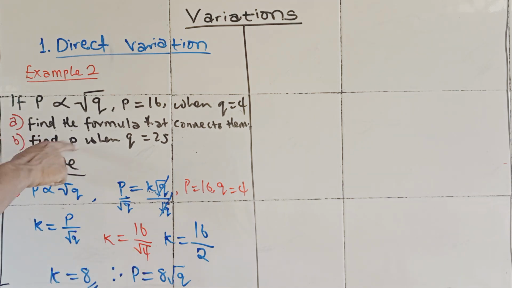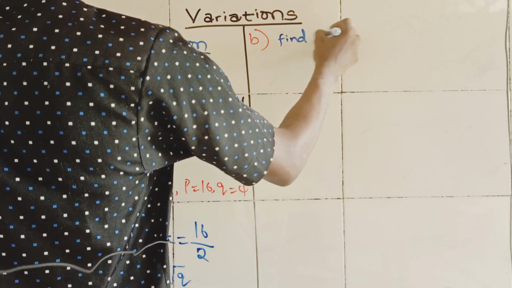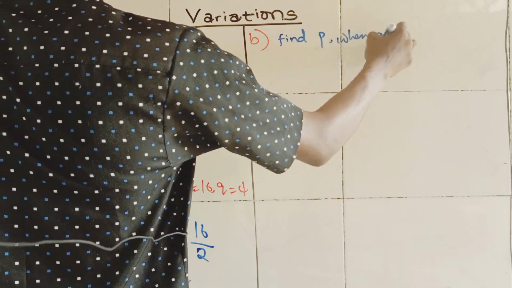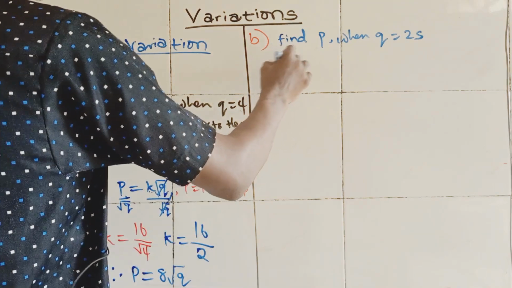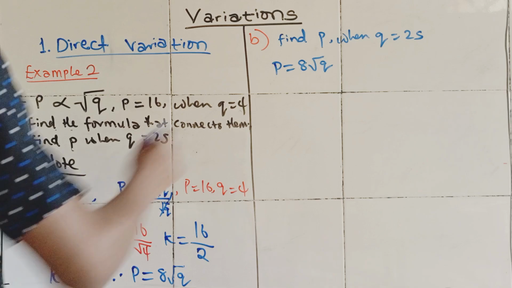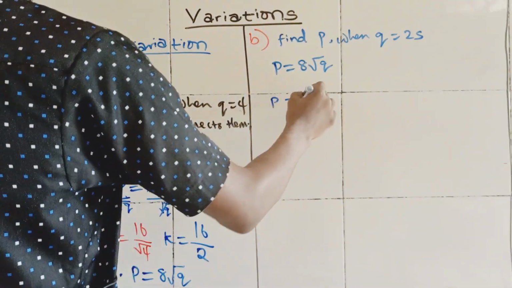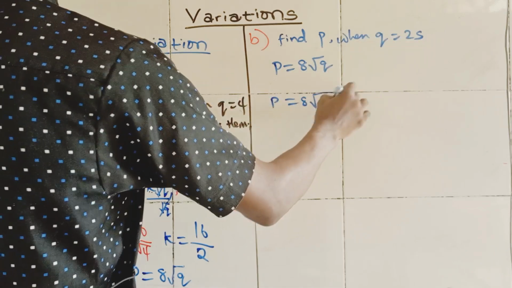Now, let us find P when Q is equal to 25, using the same formula. That is the B part of the question. Find P when Q is what? 25. Now, using the same formula, P is equal to 8 root Q. So we are looking for P. Q is what? 25. All right?